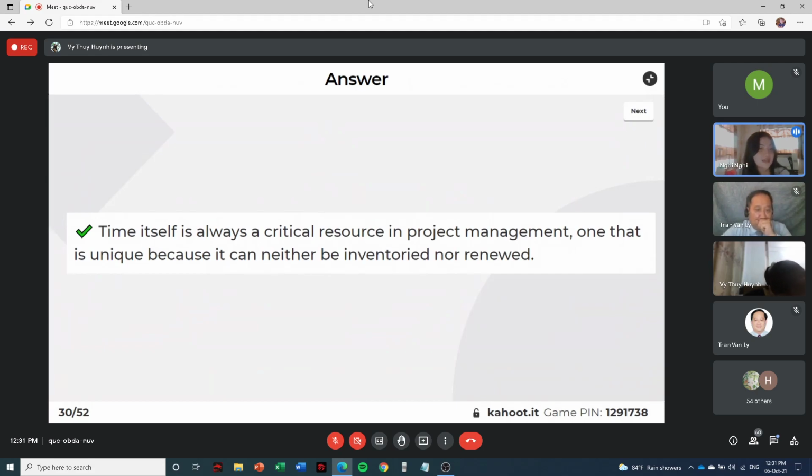So time itself is always a critical resource in project management, one that is unique because it can neither be inventoried nor renewed.